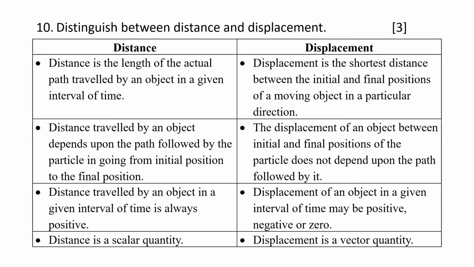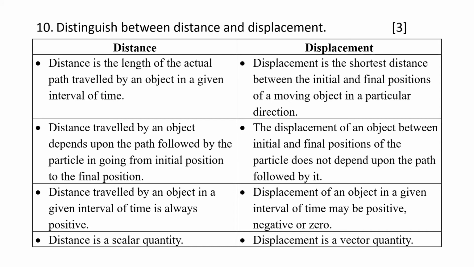Distance is the length of the actual path traveled by an object in a given interval of time. Displacement is the shortest distance between the initial and final position of a moving object in a particular direction. This definition is a very important point in writing differences. Then I told you what is a scalar quantity, what is a vector quantity. If you haven't revised, revise it. Scalar quantity and vector quantity also have their differences, which I showed you and explained to you. So you need to revise that also.